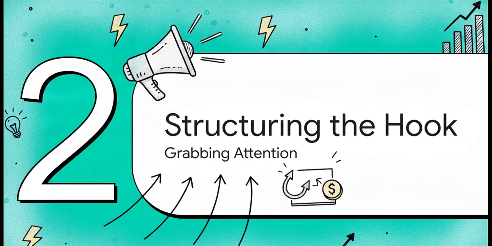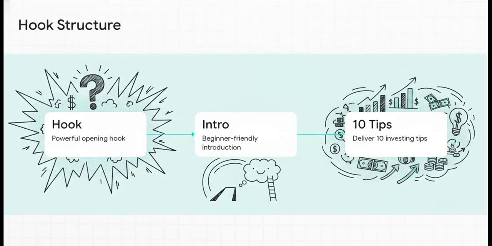Moving right along to Section 2, structuring the hook. The source material mandates this exact 3-step progression for the beginning of the script. Step 1, a powerful opening hook. This is where you get about 3 to 5 seconds to aggressively grab attention, usually by stating a massive problem or promising some life-changing solution.